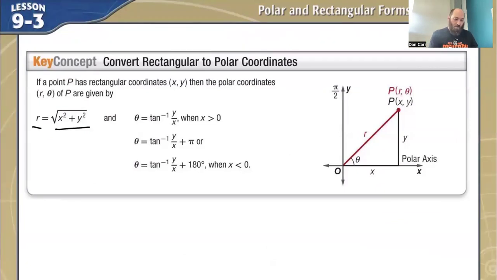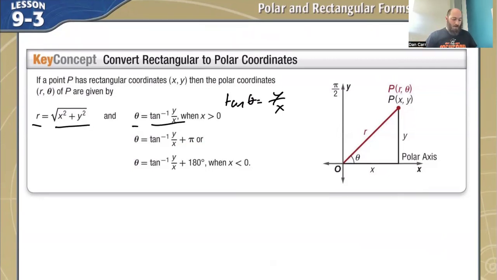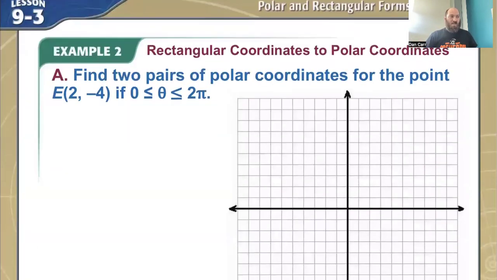Tangent of theta, since we know from before, tangent of theta is equal to y over x, that means my theta is equal to the inverse tangent of these. And then, because we're in polar coordinates, we can keep in mind that we're going to be adding pi or 180 to get to the other side as well. So let's take a look at a couple examples of these.